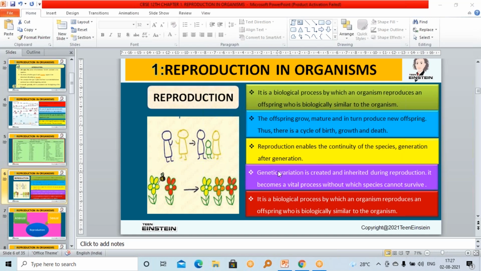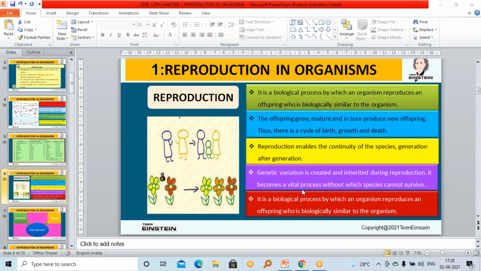Is it clear? Or are you getting confused? What is happening in reproduction? Without reproduction, there is no continuity for any species. Correct? See, if I don't have any kids, that's the end of my family, right? Same like that, without reproduction, there is no continuity of the species. The formation of each generation is happening with reproduction only.